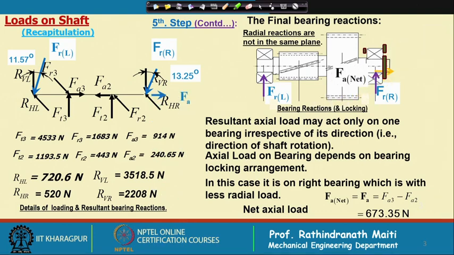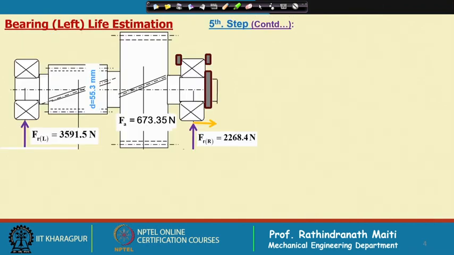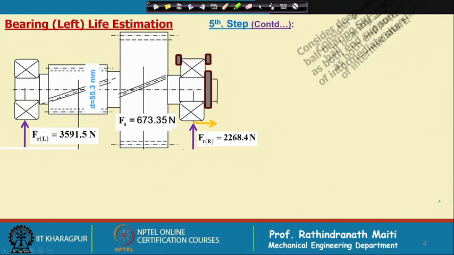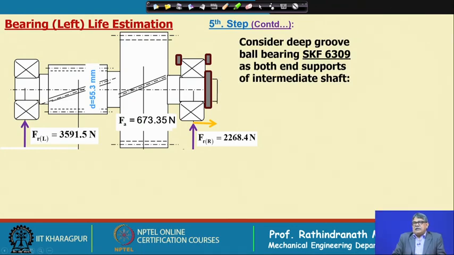You can see this axial load is acting in this direction, and the amount is 673.35, that is FA3 minus FA2, which is 673.35 Newton. Next, we shall consider the bearing. Ball bearings are less expensive, but good enough for low range loads. So, in this case we are selecting a bearing, and we have considered an SKF bearing here.